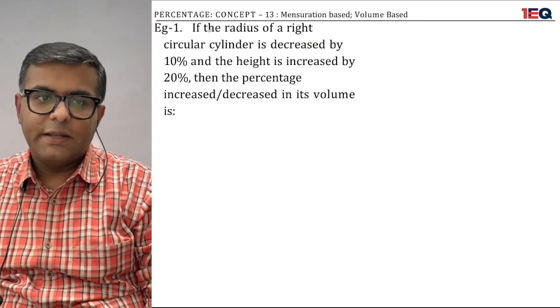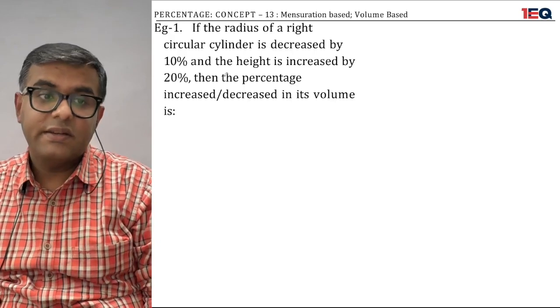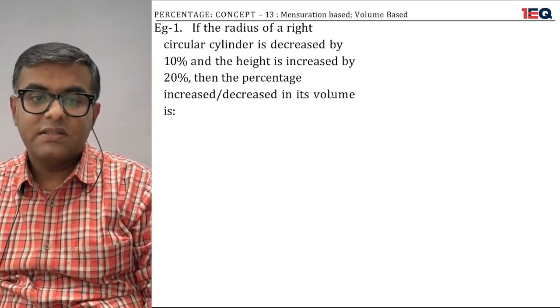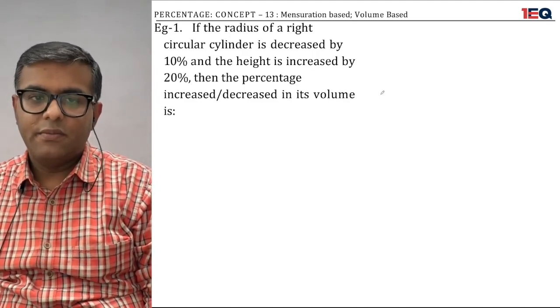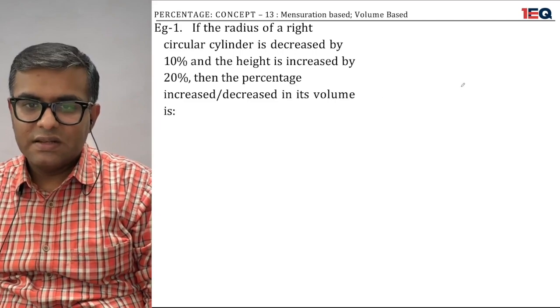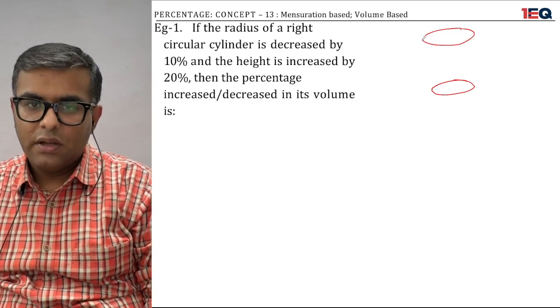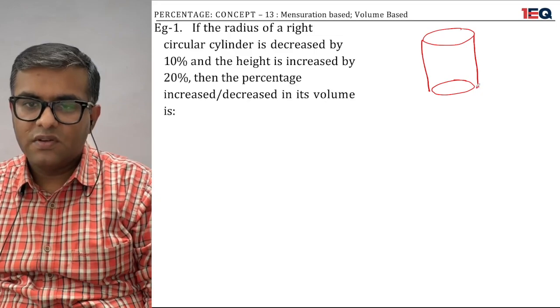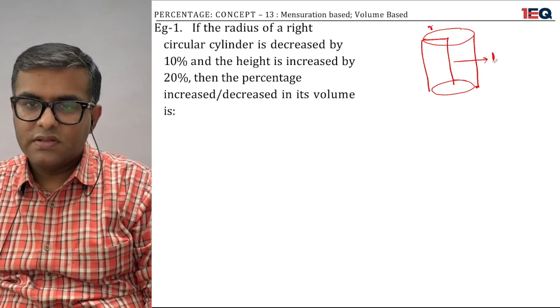Moving down to the question directly. If the radius of a right circular cylinder is decreased by 10% and the height is increased by 10%, then the percentage increase or decrease in its volume is. Okay, might sound pretty tricky. So this is the cylinder that I have over here. This is one circle, this is another circle, and I'm assuming that the circle above is equal in terms of size. This is the radius of the cylinder and this is the depth or the height of the cylinder.